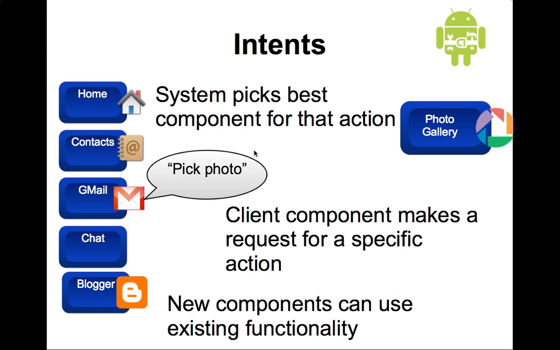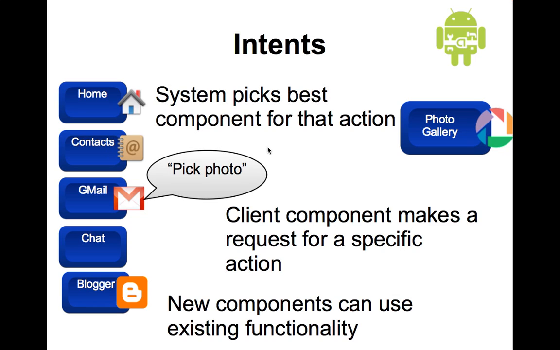The system picks the best component for that action. Let's say you opened up your contact list and there's a photo. It's going to use an intent to go over and open up the photo gallery to show the picture that's going to be in the contact list. And then when that's done, the intent's going to come back and open up the contacts again. So you can kind of think of the intent as like the traffic guard, actually.